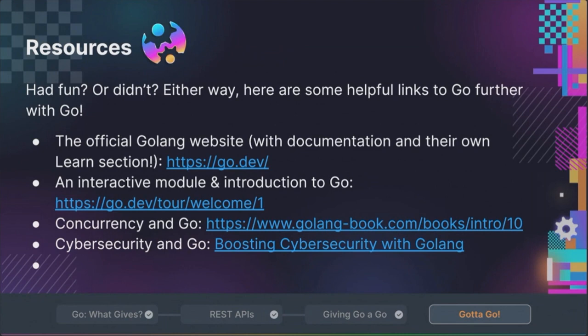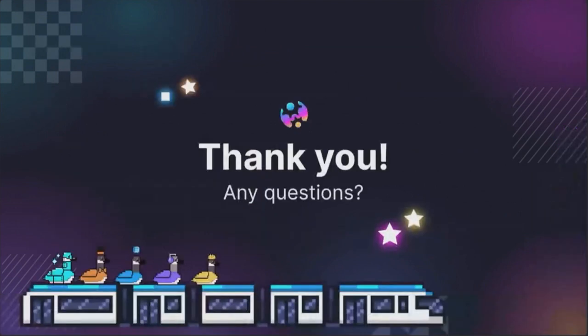And a few more links for some specialties, where Go stands out in comparison to other languages. It's really good for concurrency, inherently within the language. It has great support for concurrency and also for cybersecurity, which we have both experienced within our own lines of work. And so there's some links.